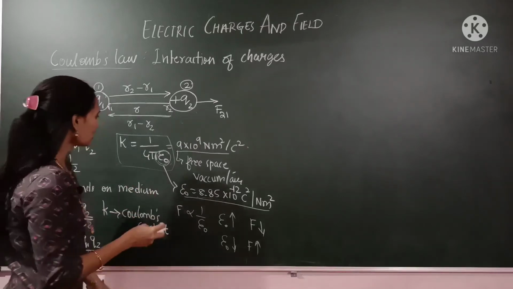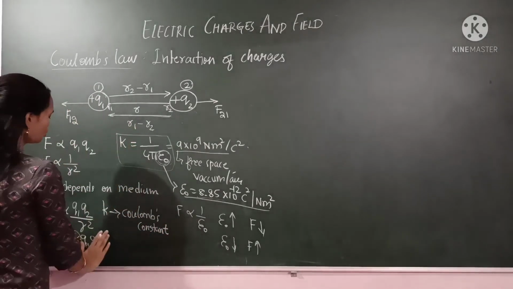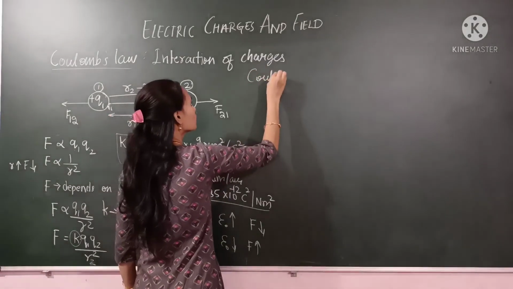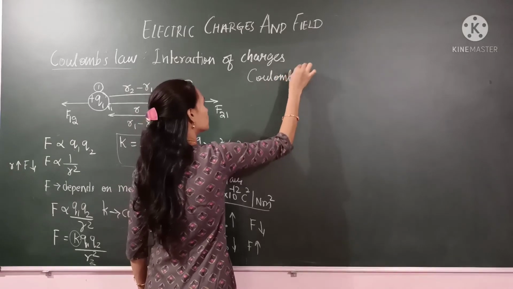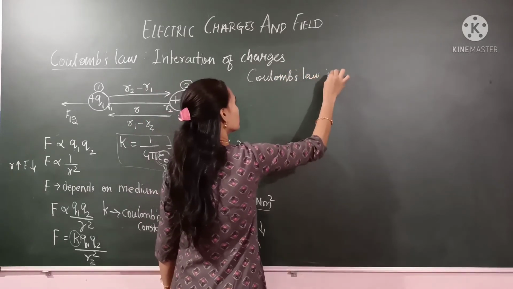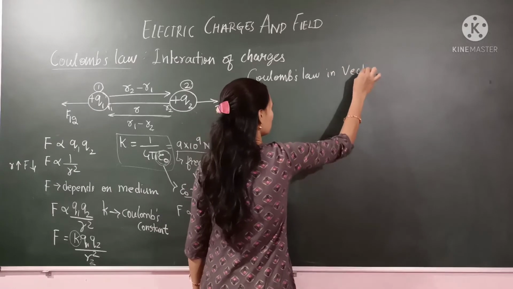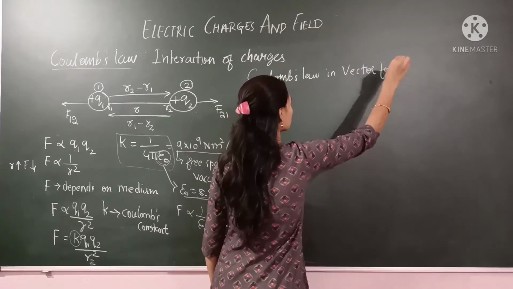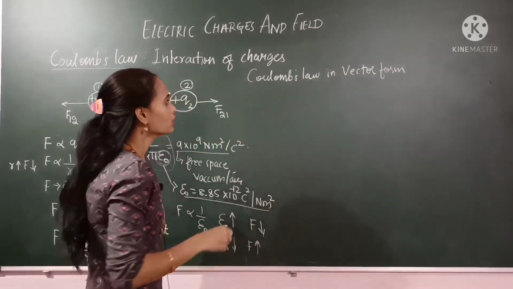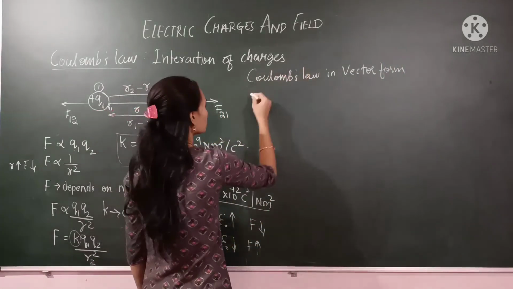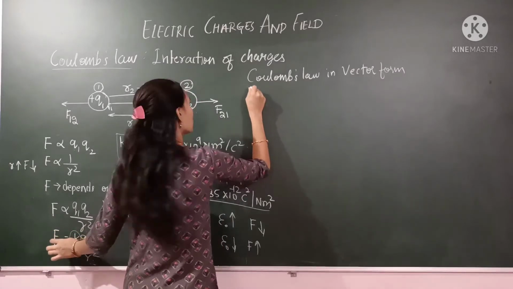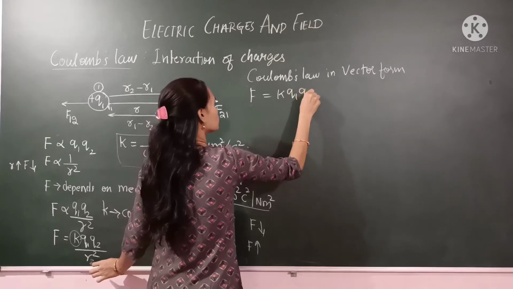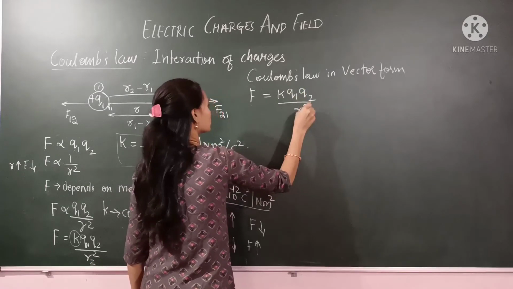Next, we will write Coulomb's law in vector form, because force is which type of property? Force is a vector quantity. So here we will write Coulomb's law in vector form. First we write F equals K Q1 Q2 divided by R square.